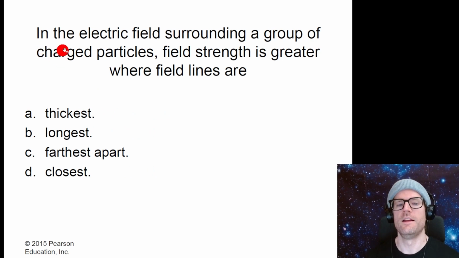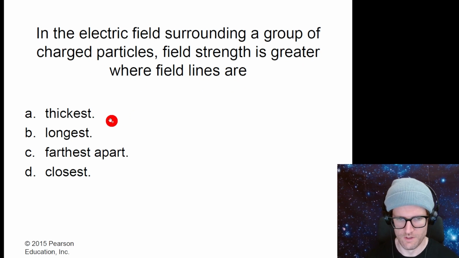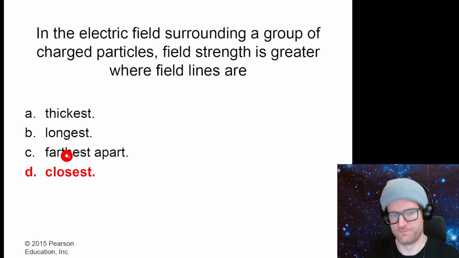Okay. In the electric field surrounding a group of charged particles, field strength is greater where the field lines are... We don't care about the thickness of the lines. We don't care about the length of the lines. Farther apart means weak. Closest means strong. So D is the best answer.